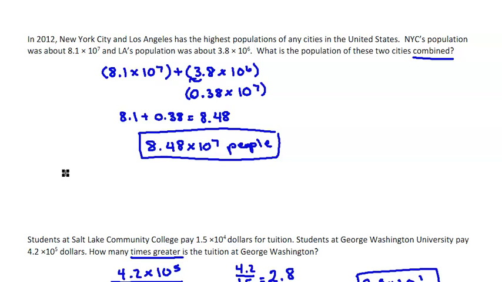So I'm going to match the higher exponent, which is 7. So I need to change this 6 to a 7. It's going to go up by 1. So that means my mantissa needs to go down by 1 place value. So I get 0.38. Then I'm going to add my mantissas together, which will give me 8.1 plus 0.38, which gives me 8.48. And then I'm going to keep my highest exponent, which was 10 to the 7th. And remember, we are talking about population, so it is people we are talking about.